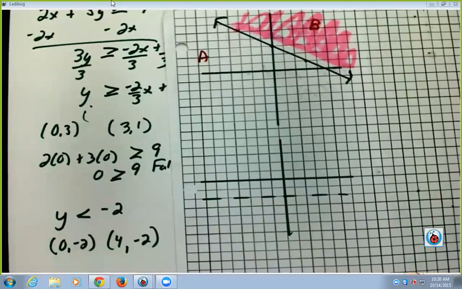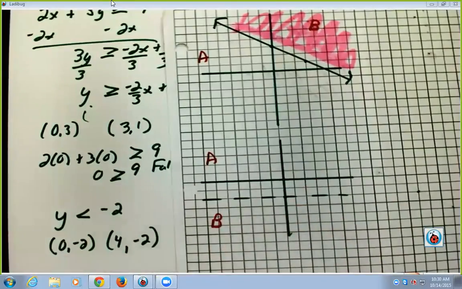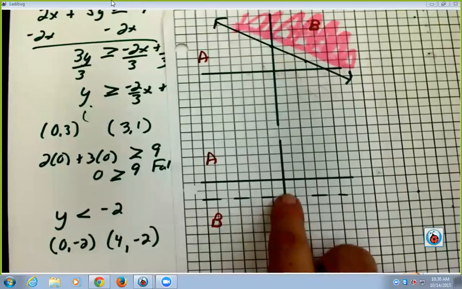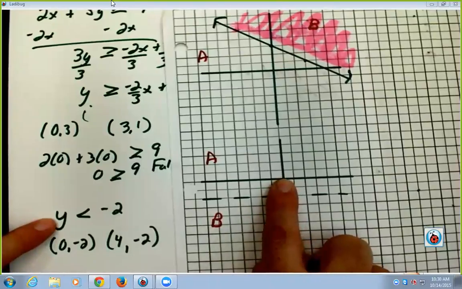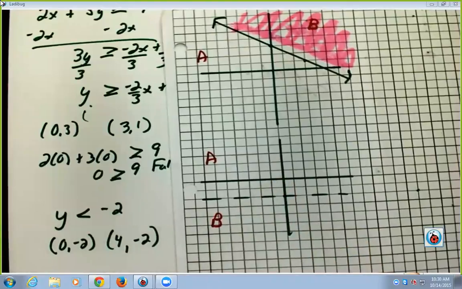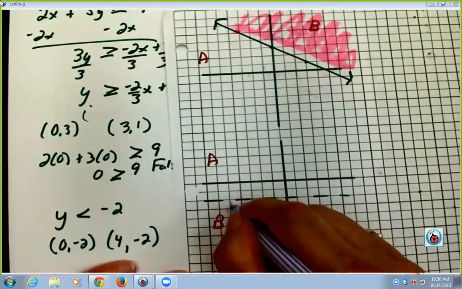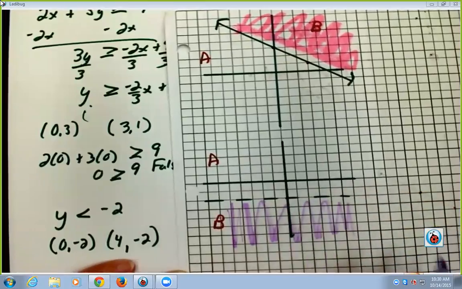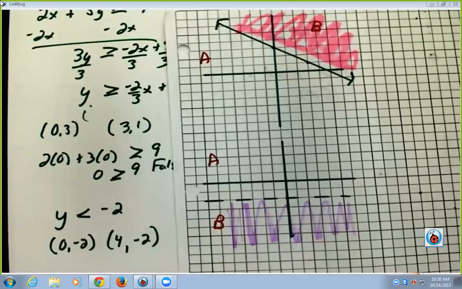And so now I need to find out what side gets shaded. Do I shade side A, or do I shade side B? So what would you guys shade? Side A or side B? 0, 0, but I can only plug in y. Is 0 less than a negative 2? Nope. So that means I would need to shade below the line. So that becomes my side that's shaded. Okay, you getting it? You got the idea? Okay.